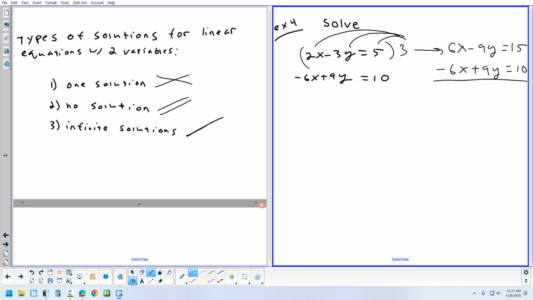And now add your columns up. What's 6x and negative 6x? That's gone. Negative 9y plus 9y? That's gone. Well, we have to put something on that side. So what can I put over here? 0. So 0 equals 25. So when all your letters cancel, you're done. But what does that mean? 0 equals 25. No solution.